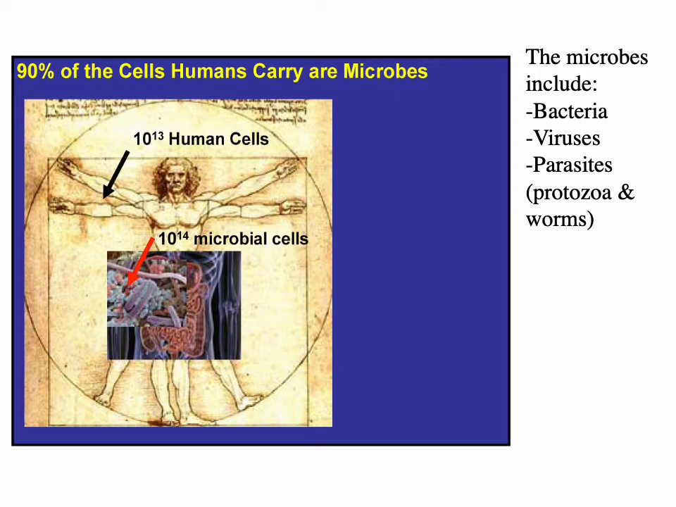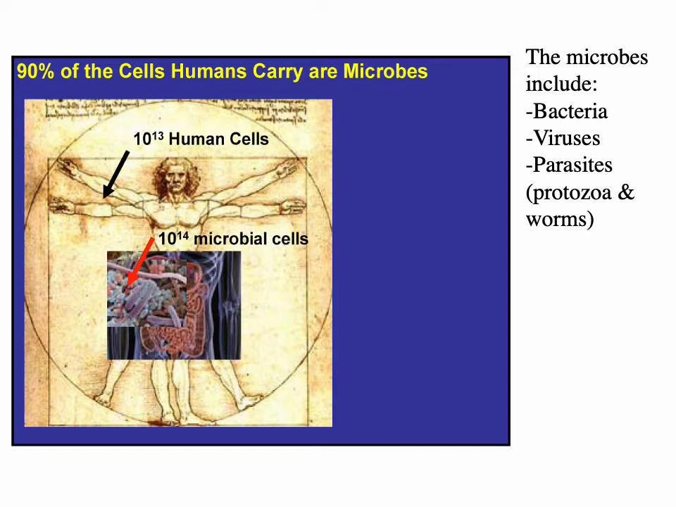It's well established that we humans carry a lot of microorganisms. If you count the number of microbial cells and our body cells, it turns out that 90% of the cells of the whole body are actually made of microbes. You can see that the human cells are 10 to the 13, and the microbial cells 10 to the 14.